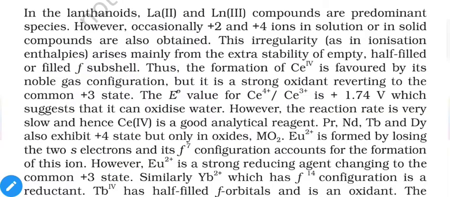Now the next point, oxidation state of lanthanoids. In the lanthanoids, +2 and +3 compounds are predominant species. However, occasionally +2 and +4 ions in solution or in solid compounds are also obtained. This irregularity arises mainly from the extra stability of empty, half-filled or fully filled f subshell.